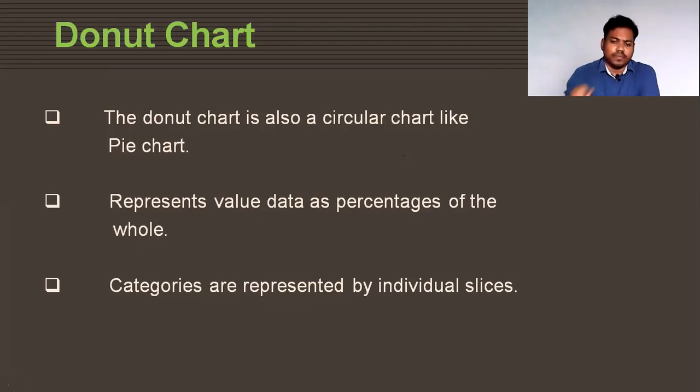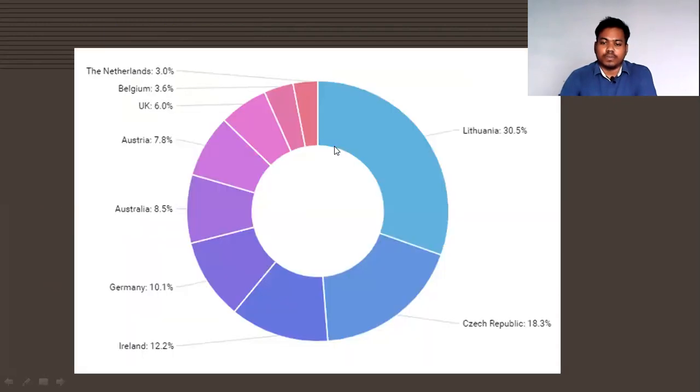Now the donut chart. The donut chart is also a circular chart like the pie chart. It represents values as a percentage of the whole. Categories are represented by individual slices. So how does it look? This is the donut chart. Donut charts are like this, right? And in the outer part, we can make different layers also. So the donut chart looks like this.